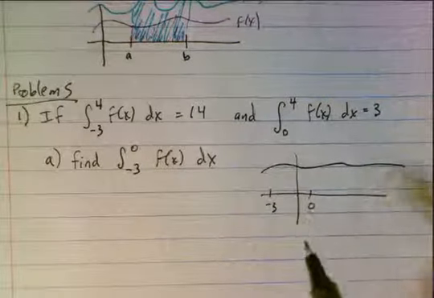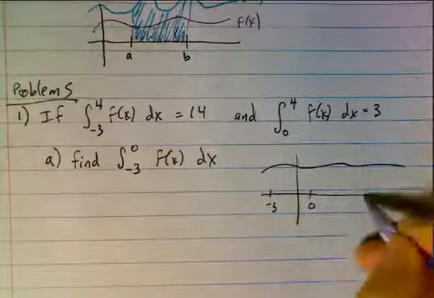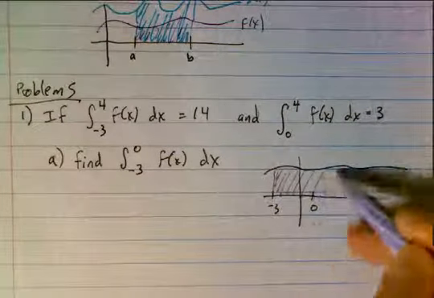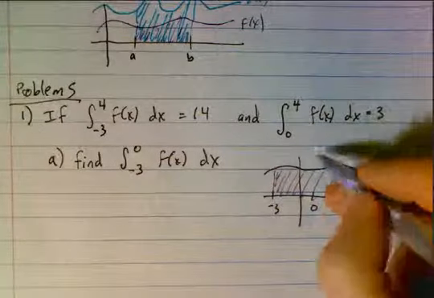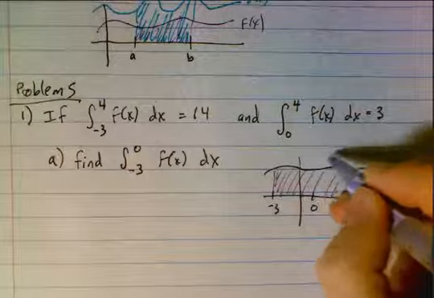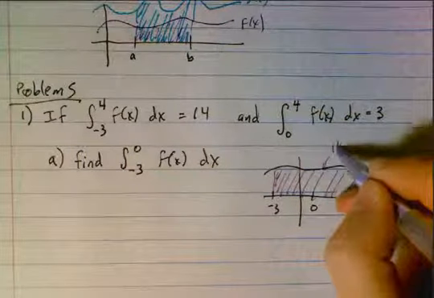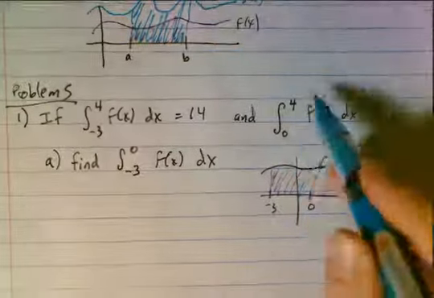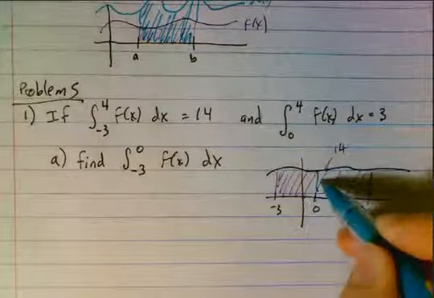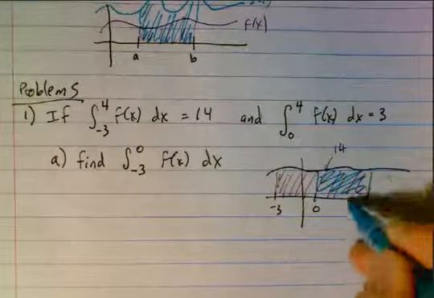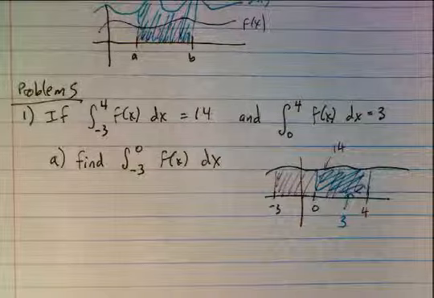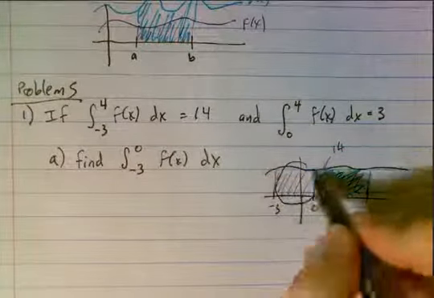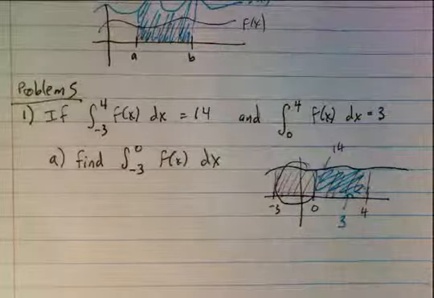We know the integral from negative 3 to 4. This purple area is 14. We know the integral from 0 to 4, the area under the curve from 0 to 4, is 3. And what we're looking for is this area right here, from negative 3 to 0.